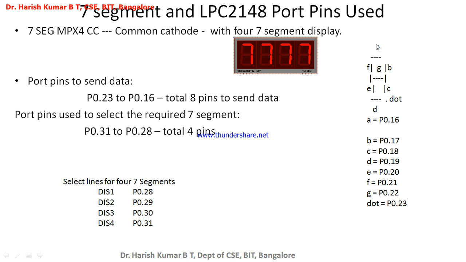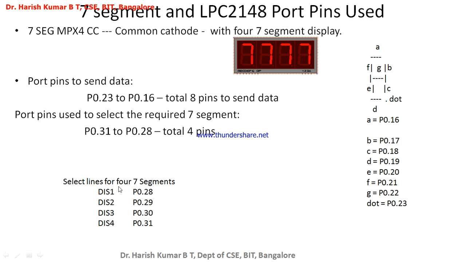Now this is how it is connected. You can observe here, this is a 7 segment display, labeled from A to dot. Sometimes we call it dot, and sometimes you can also call it DP. Segment A is connected to P0.16, segment B is connected to port pin P0.17, and similarly G is connected to P0.22, and dot is connected to P0.23. And the 4 select lines, P0.28 to P0.31, act as select lines in order to select the 7 segment displays.